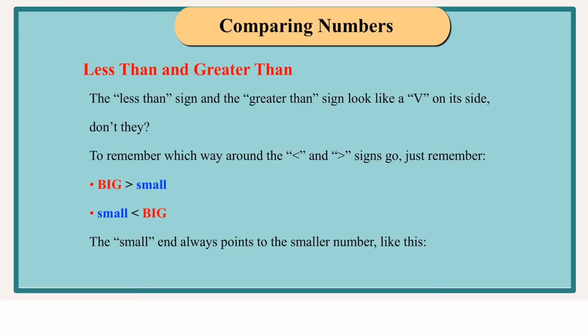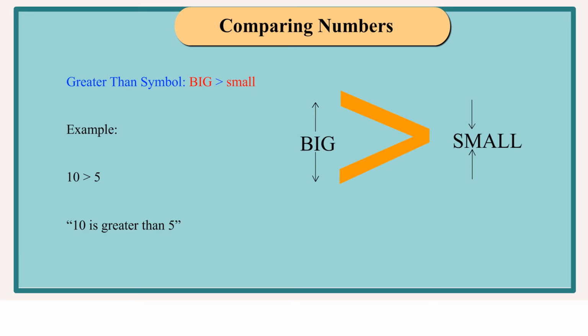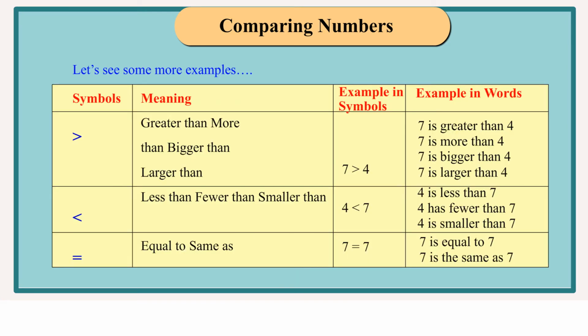Less than and greater than. The less than sign and the greater than sign look like a V on its side, don't they? To remember which way around the less than and the greater than signs go, just remember: big is greater than small. Small is less than big. The small end always points to the smaller number, like this. Greater than symbol, big is greater than small. Example, 10 is greater than 5. Let's see some more examples.